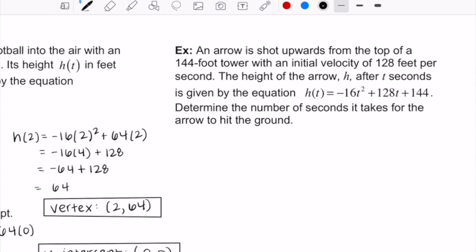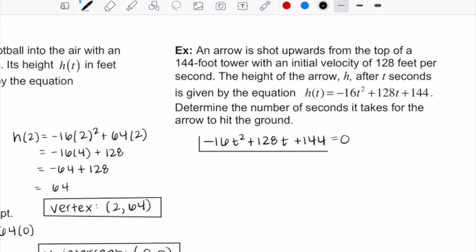So on this one, it says that an arrow is shot upward from the top of a tower. So it starts at 144 feet. It's not starting on the ground, so it's different than the last problem we just did. It's modeled by this equation, and we're being asked to determine the number of seconds it takes for the arrow to hit the ground. The arrow hitting the ground would represent one of the x-intercepts. And so I'm trying to figure out when the function equals 0, so I can solve this by factoring.